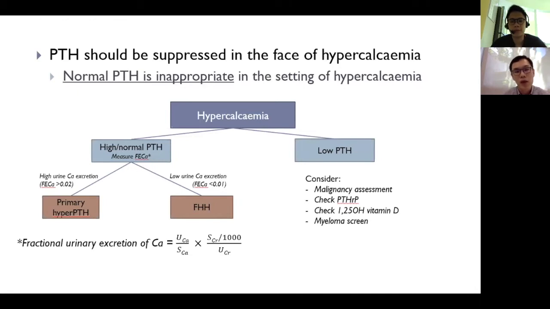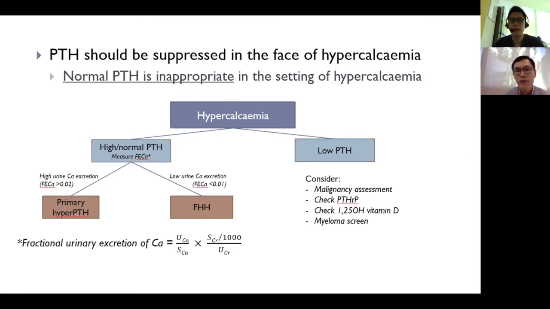If the calcium is high, then normally the PTH secretion should be suppressed. So any normal or high PTH would be inappropriate in that case, and that would lead us to think of PTH dependent hypercalcemia. Then we'll go on and evaluate the urinary calcium excretion, which we'll come to later, to differentiate between primary hyperparathyroidism versus FHH. And if the PTH is low, then we'll look at the PTH independent causes, which leads on to other investigations. So really the first cut is the PTH, and then the rest of the investigations will come from there.